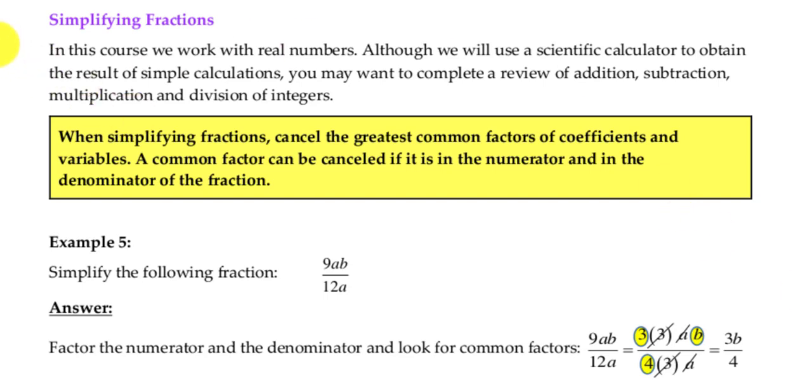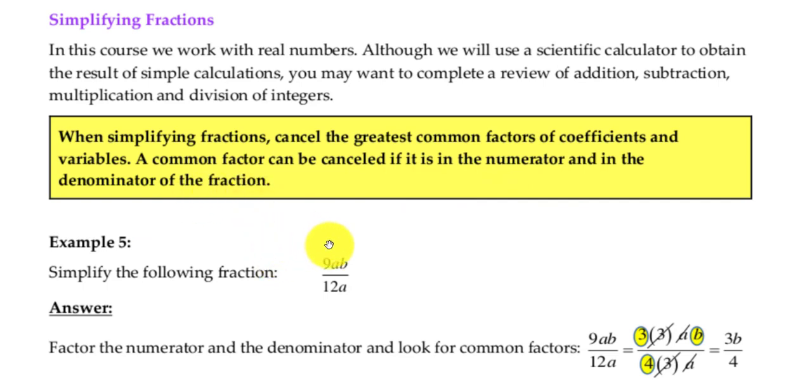So now we're going to talk about simplifying fractions. In the last video I believe we talked about exponents and how to expand and simplify exponents. Now we're going to talk about simplifying fractions. So in this yellow box it says, a strategy could be to cancel common factors of coefficients and variables. And it tells you a factor can be canceled if it's in the numerator and the denominator of the fraction.